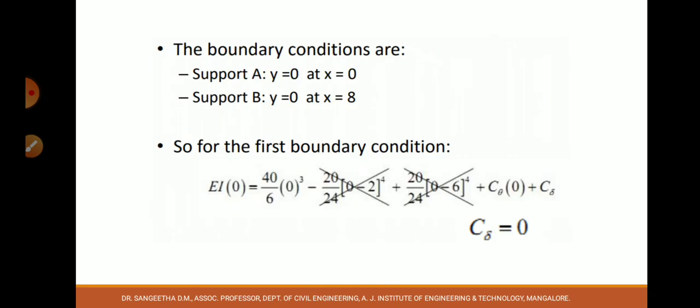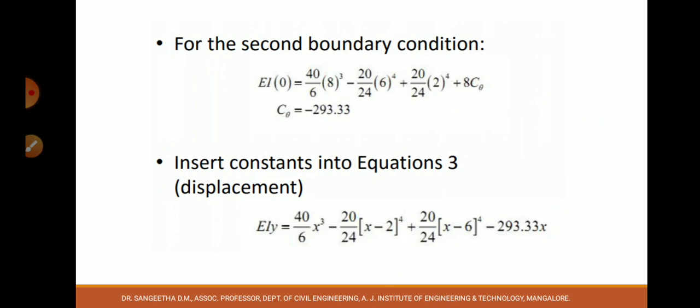Next we have the boundary conditions, as I said before, at y is 0 and x is 0, and at y is 0 and x is 8. For the first boundary condition at y is 0, x is 0, EI into 0, the first term gets cancelled, 0, 0 minus 2. So, whenever there are negative terms we should neglect them, that is what I have told here. See, it is clearly mentioned, negative terms should never be considered. So, C2 is 0. Again substituting for the second boundary condition, after solving C1 is minus 293.33.